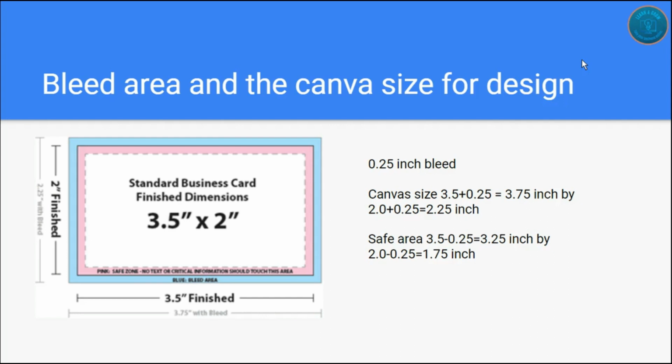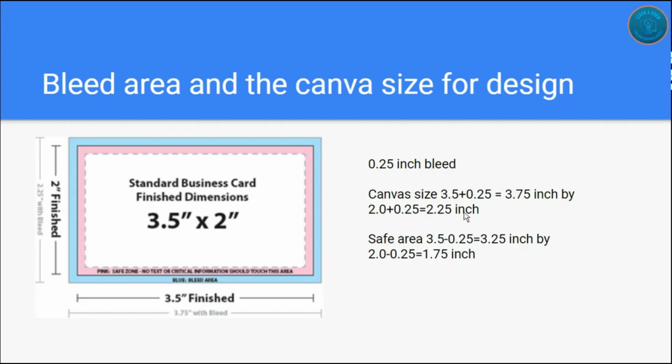Over that we are going to add a bleed area. Now what is the bleed area? Bleed area is the area that gets cut off, because the finished product size is 3.5 by 2 inches, and we are adding a 1/4 inch bleed on 4 sides of the business card. So the final dimension of the canvas size will be 3.5 plus 0.25 on each side, that is 3.75 inches, which is the width, and the height will be 2 inches plus 0.25 on each side, that is 2.25.